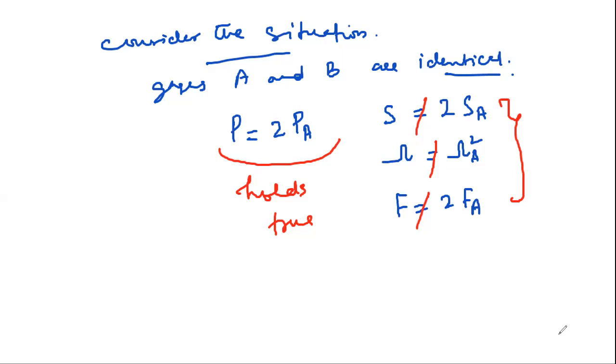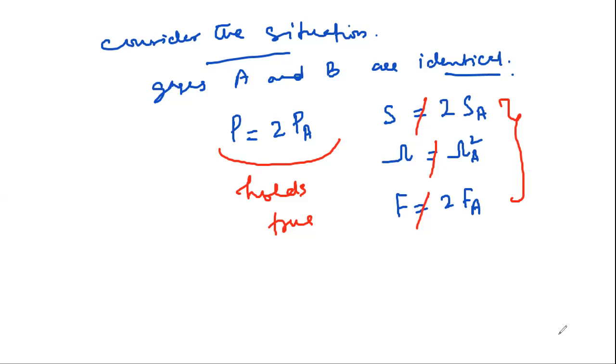So S, F, and sigma, they are all statistical properties. When they are competing for the states, you will not get sigma as sigma squared, and that will impact your entropy, that will impact your free energy.